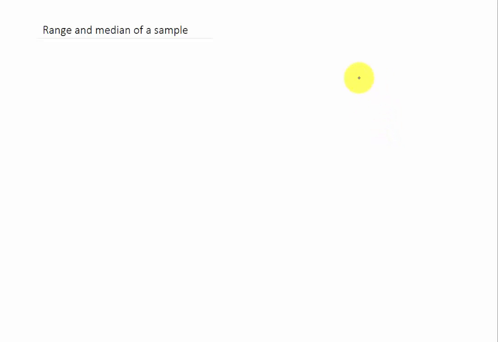So in this video I'm going to tell you about a couple of simple ways of describing a sample, which are the range and the median of the sample. The range is simply the range of values that the measurements in our sample take up on a number line. So that's equal to the largest measurement subtracted by the smallest measurement. It's fairly straightforward, I think.